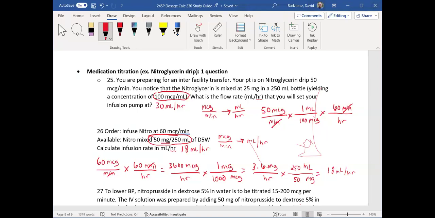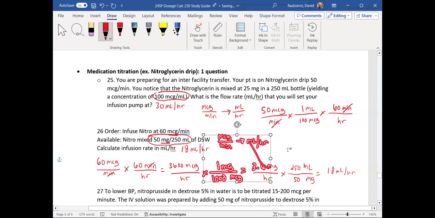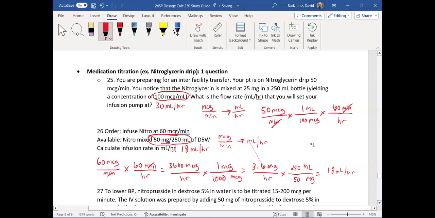So if you're like, that's how I did it, perfect. You did that perfectly correct. So like I said, there's no one way to get to the same answer. I mean, there's multiple ways to get to the correct answer. Just make sure whatever answer you're doing is correct.